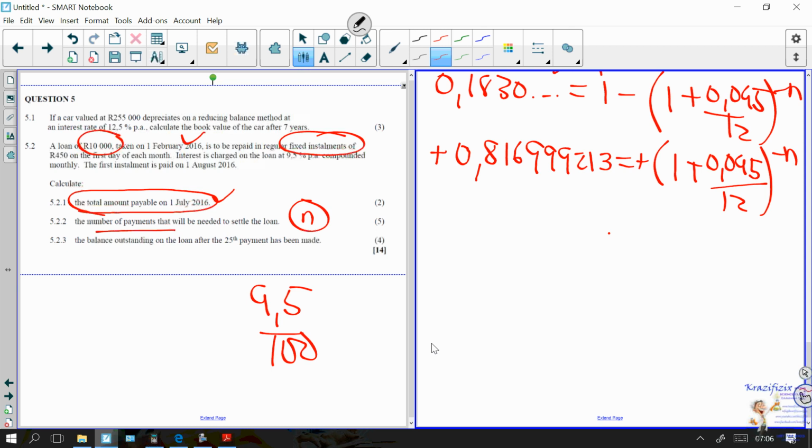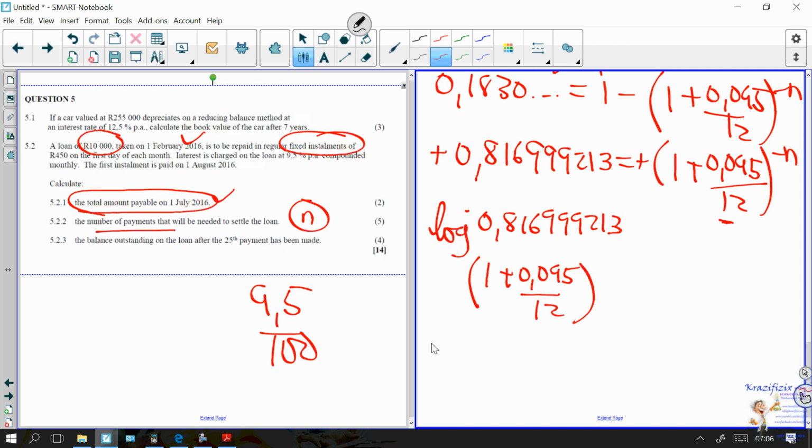Here is where we introduce our logs. There are two ways to do this. What you can do is introduce a log that has the base of this. So log base 0.816999213. Remember, if you have a negative here, you're going to get an error, so please make sure you look at that. And the log here would be 1 plus 0.095 over 12, and that should be equal to negative n.